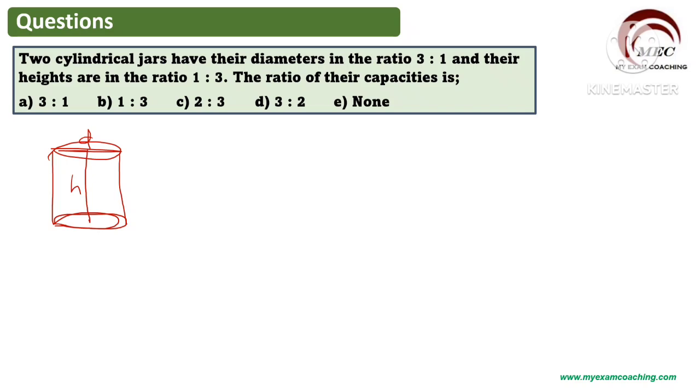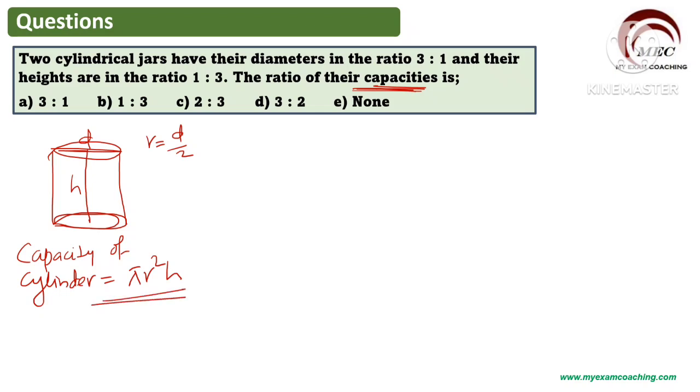When you take the diameter, radius will be equal to half of diameter. Now what is given? We need to find their capacity. So first we should understand the formula for the capacity of a cylinder. Capacity of a cylinder is the volume of the cylinder, that is equal to pi r square h. This formula we have to remember. Now, there are two cylindrical jars. The first one has diameters in the ratio 3:1.